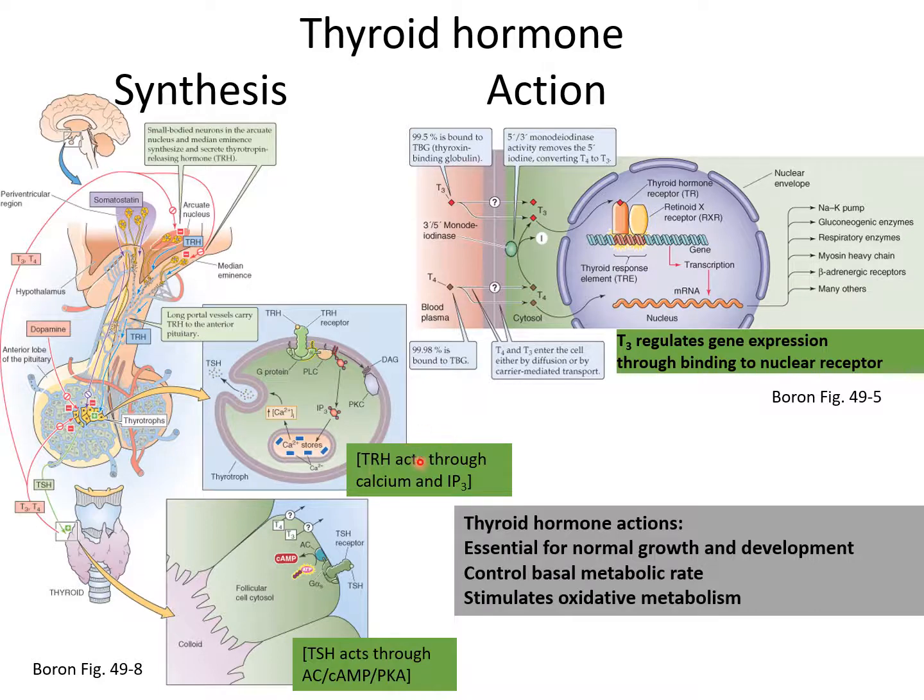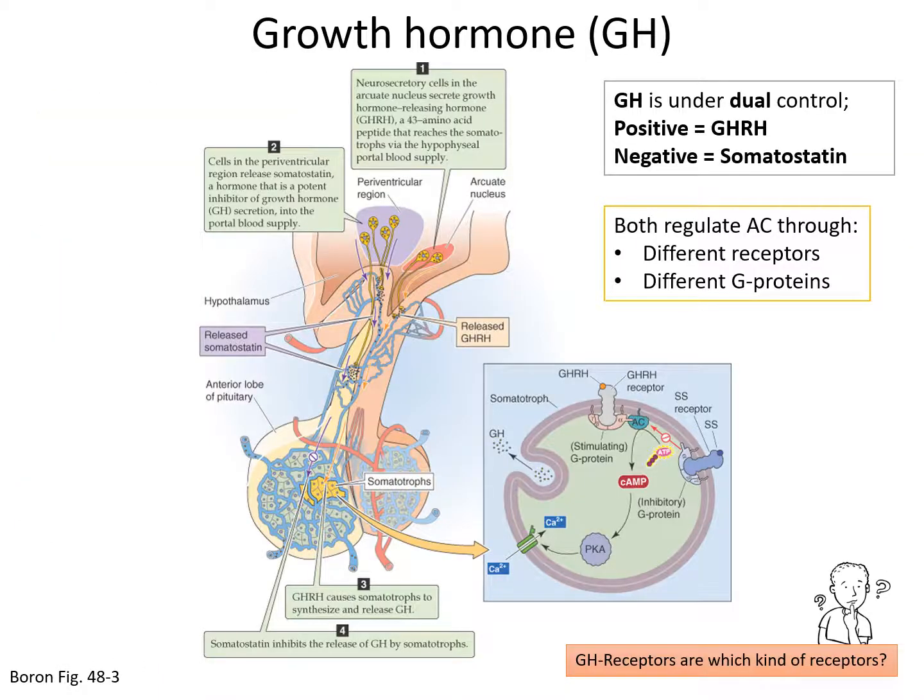TRH acts through the calcium IP3 DAG PKC pathway, and TSH acts through the adenyl cyclase cyclic AMP PKA pathway. It's highly likely that questions about which of those pathways each of these works through will show up. All right, so growth hormone.